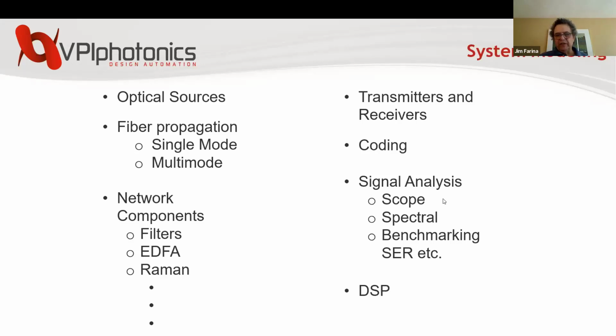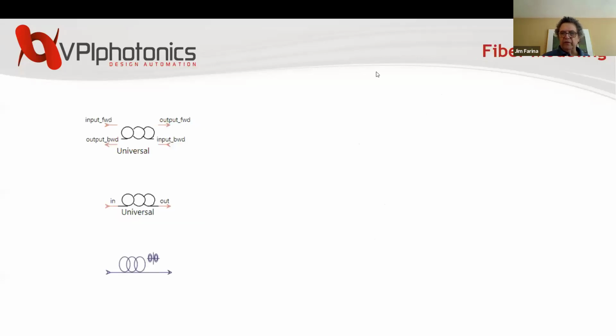Signal analysis, you need to be able to look at things, so scope, spectral, so OSAs, RF spectrum analyzers, and then you want to do benchmarking, so you need to do things as basic as symbol error rates. But there's lots of other things that you might need to be able to do. Also, you need to have DSP capability, and I'll demonstrate some of that as we go along. So let's look at a few of these ingredients.